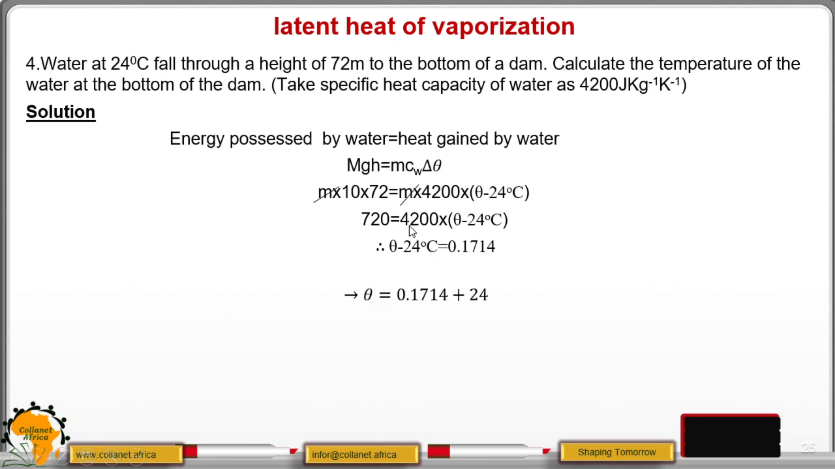When you add and you divide, you are going to get that the value of theta will be 24.17 degrees Celsius. This should be degrees Celsius, not 170. So that way, this is now the final temperature of our water that has fallen from the dam.